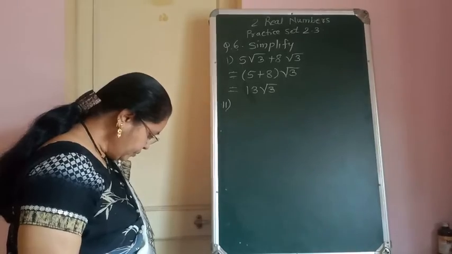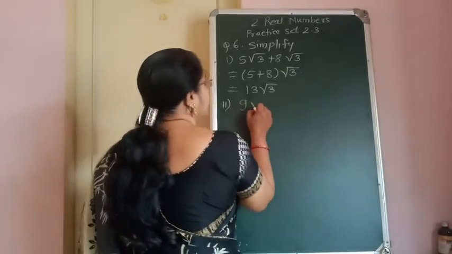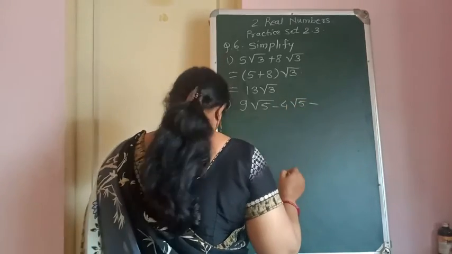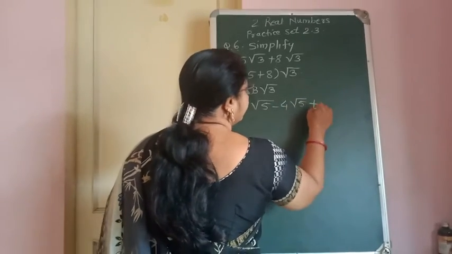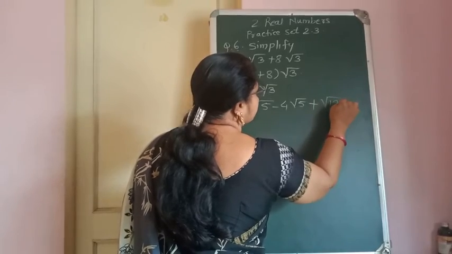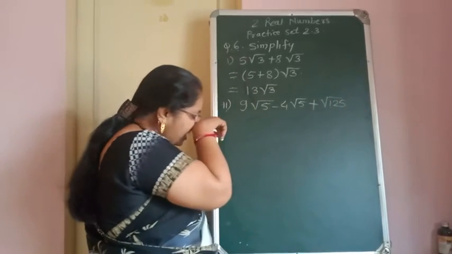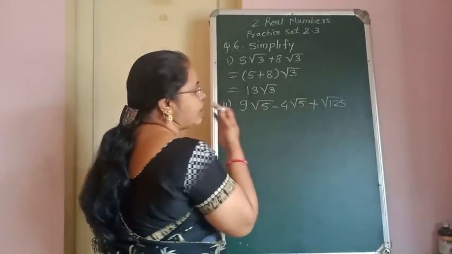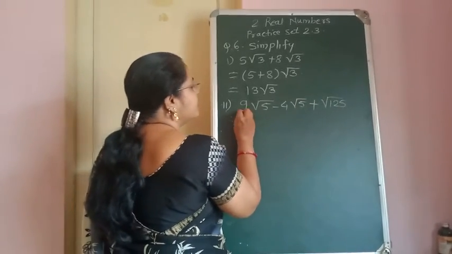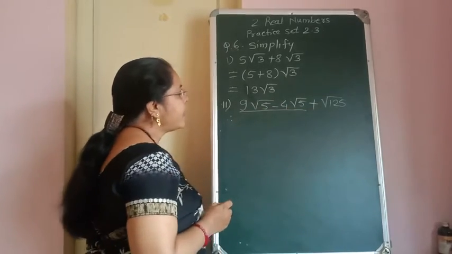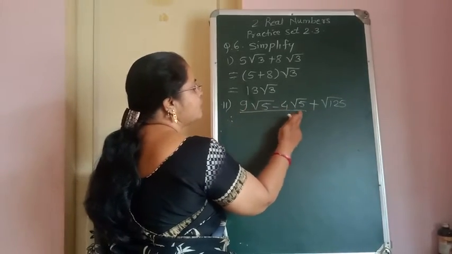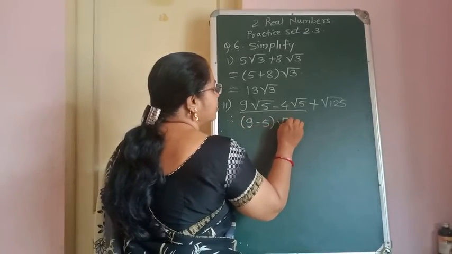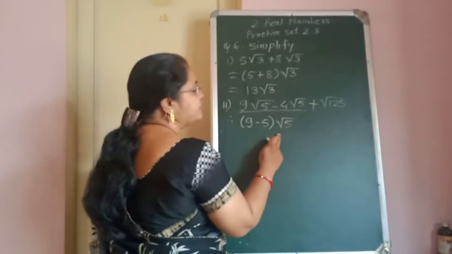Second example, 9 root 5 minus 4 root 5 plus root 125. For adding and subtracting the surd, the square root sign must be same. So these first two terms I can subtract, 9 root 5 minus 4 root 5. Inside the bracket I can write 9 minus 4 and square root of 5.